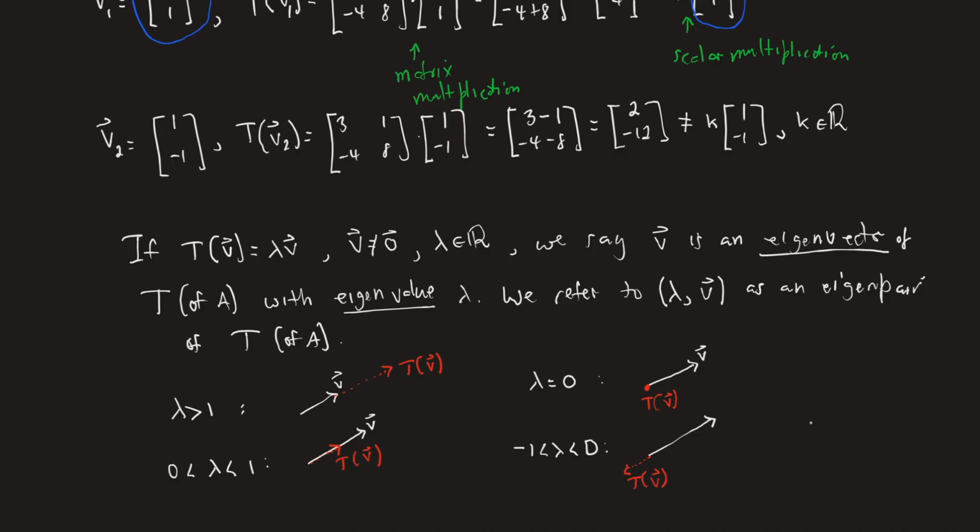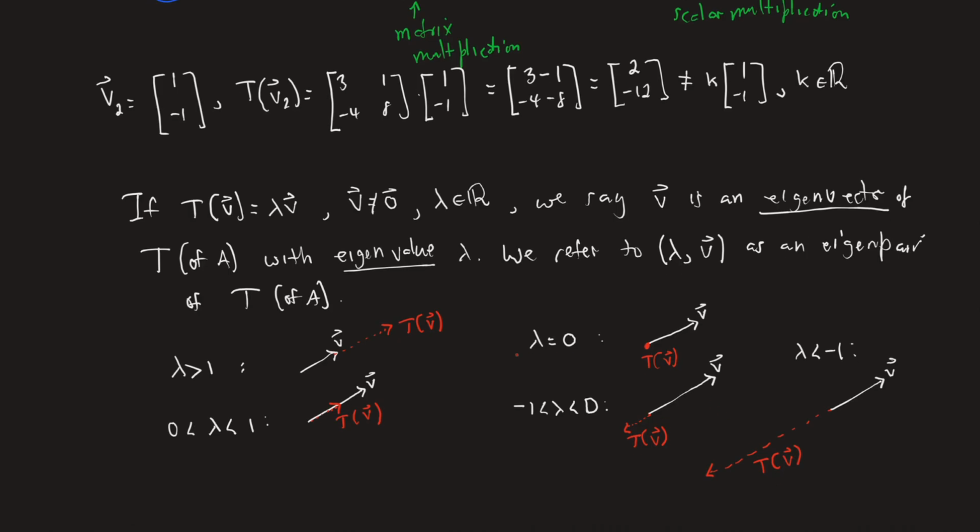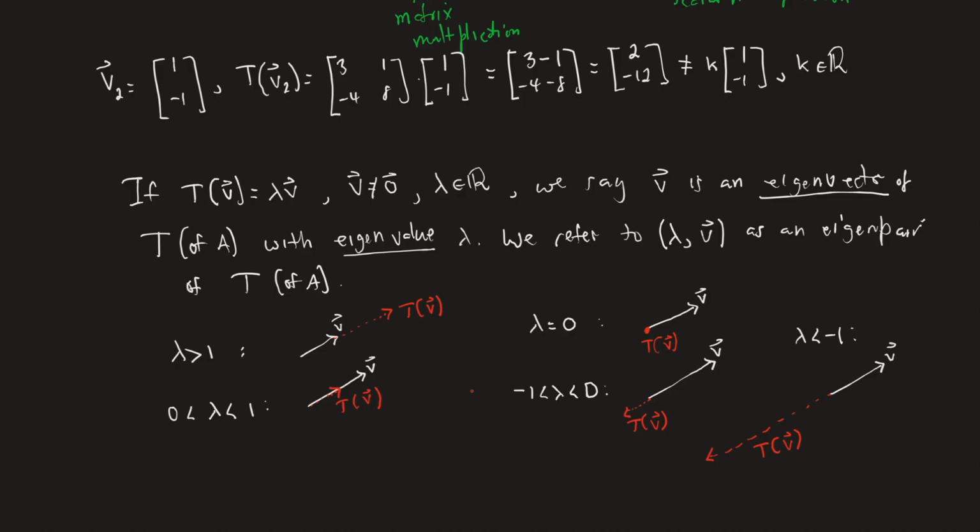And then the last case here, if our lambda is less than -1, then what will happen is it will make it longer, but in the completely opposite direction. So if this is our v, then the image of this now will be all the way down here, longer, so that will be like T of v, right? So we basically just visually described all the possibilities as far as the eigenvalue and the eigenvector is concerned, right?